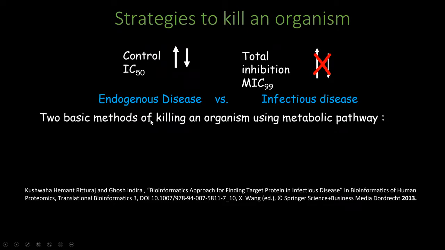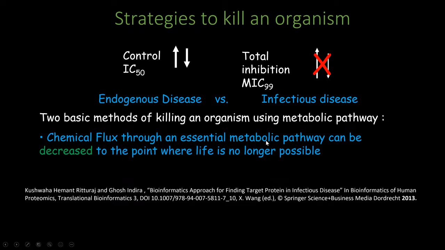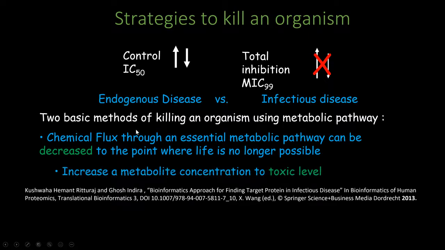Now, how to do this? We can do it two ways. One is that flux through an essential metabolic pathway can be decreased. So you decrease it so low that ultimately nothing comes out and it stops, and bacteria cannot grow or virus cannot survive, etc. Or you bring it back to control. That is the amount you control so that too much flow is reduced. Unfortunately, for the time being, I cannot discuss much on this. We had some targets identified by this method, but I'll just hint.